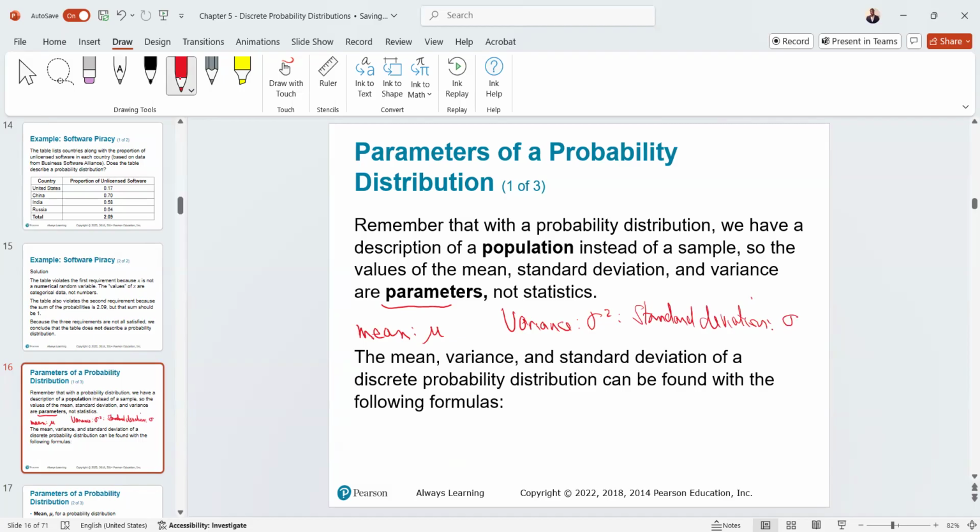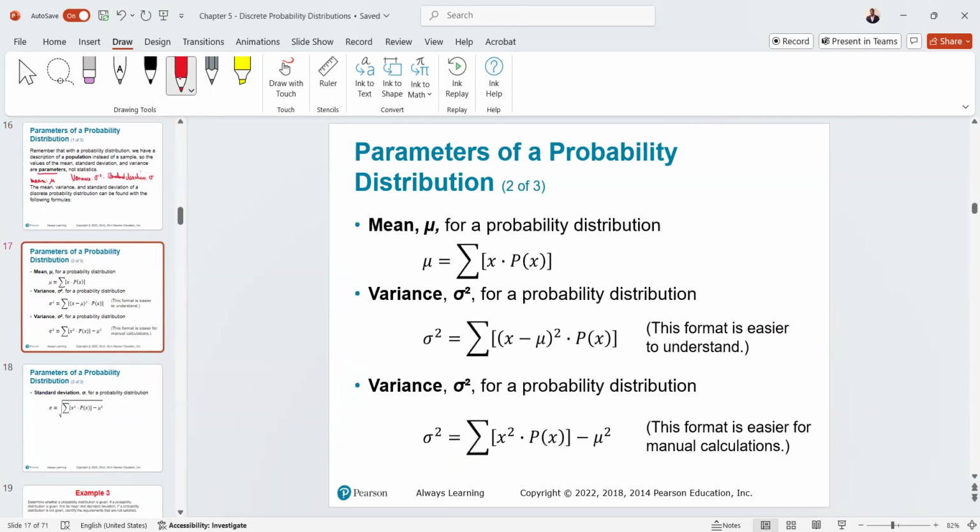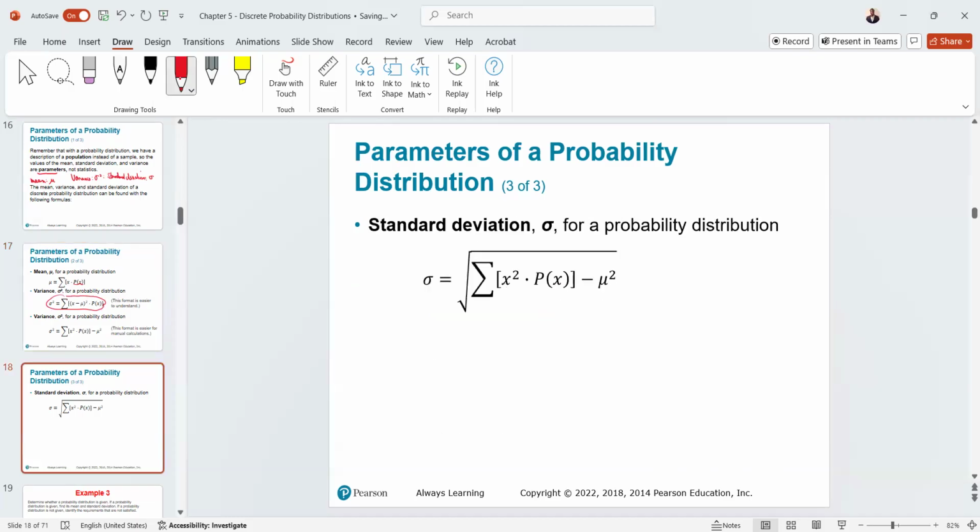Now the mean, variance and standard deviation of a discrete probability distribution can be found using these formulas. Those are the formulas we're going to use. Take each x, the random variable x, multiply it by its probability to find the mean, and then you add them all together. We have two formulas to find the variance, and usually I prefer to use the first one, but if you use the second one, it's fine also. The second one is better if you do it manually, but you can do it with your calculator. And remember, the standard deviation is the square root of the variance. You just find the variance and take the square root of it.